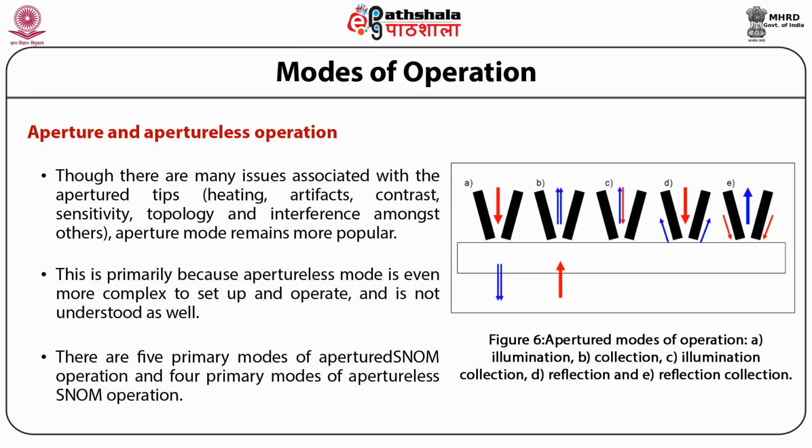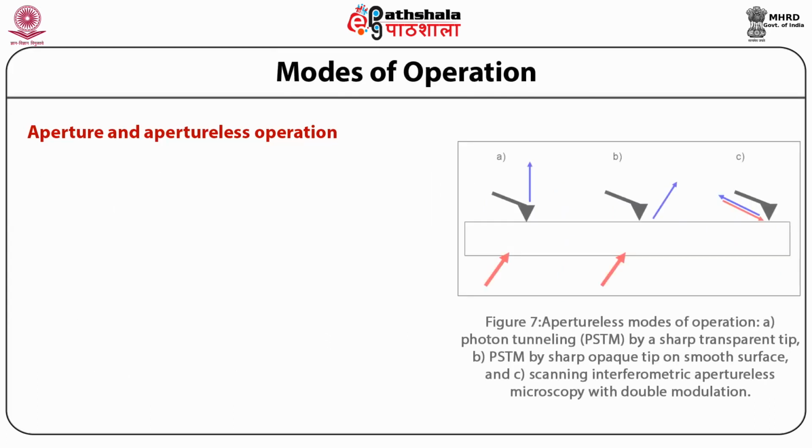We can see the aperture modes of operation in figure 6, where A shows the illumination, B shows the collection, C shows the illumination collection, D indicates reflection, and E gives the reflection collection. Figure 7 shows the apertureless modes of operation, where A shows the photon tunneling by a sharp transparent tip, which is also known as PSTM.